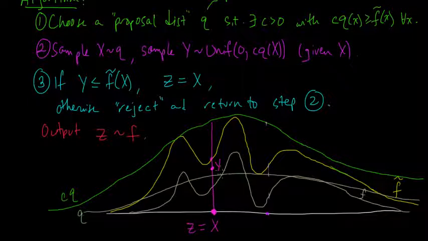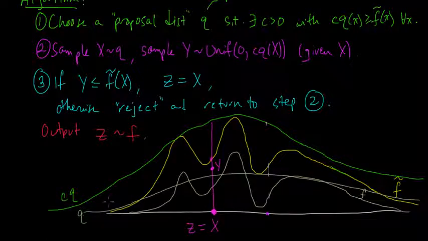In general, if we had got a point up here when we drew y, then we would have rejected it, and we would have had to draw a new x, and we would just keep on doing that over and over again until we got a y that landed underneath here. So that's the algorithm for rejection sampling.